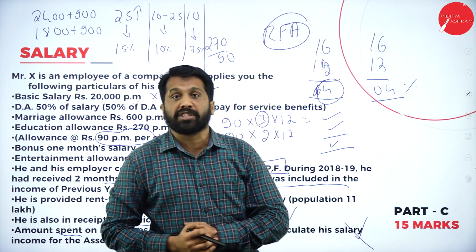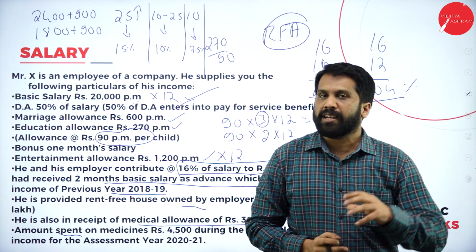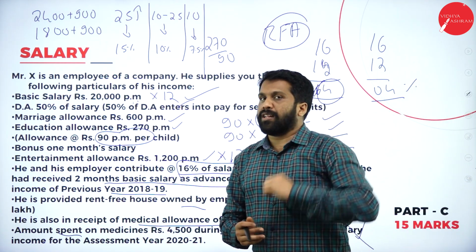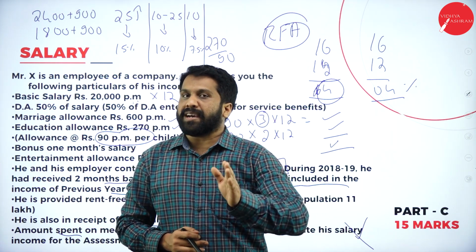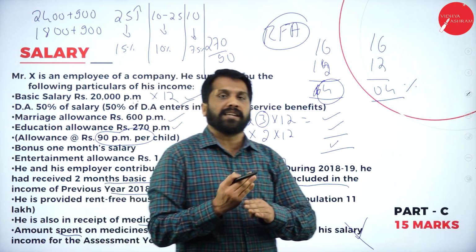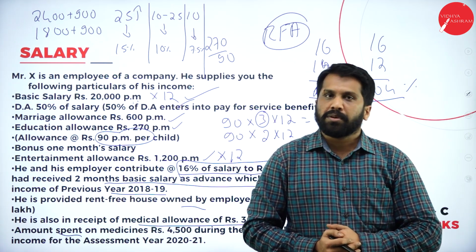And they will give you HRA, house rent allowance. You know the procedure of HRA. HRA means what? Actual HRA received, minus rent paid minus 10% of salary, or 40% or 50% of salary. Whichever is least, we have to minus.